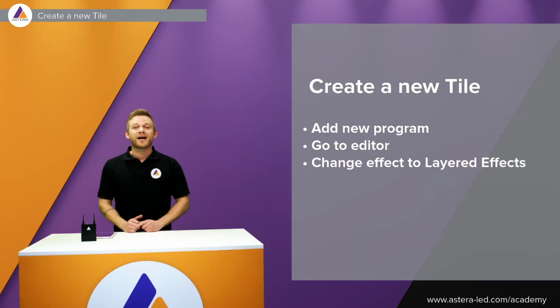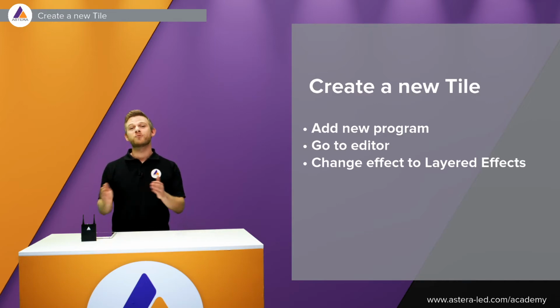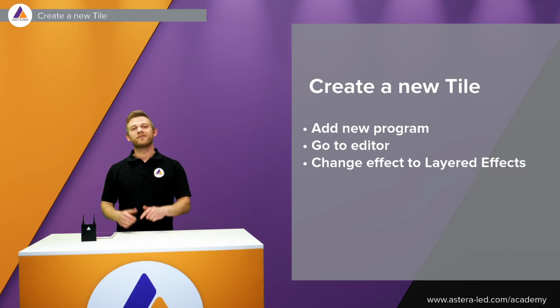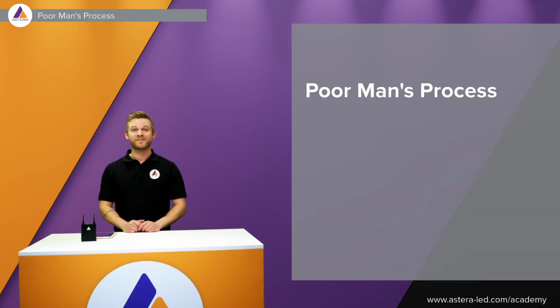So the first thing we have to do is simply add a new program. Go to the editor and find the layered effects, and then we can simply choose the effects we want and edit them from the effect parameters or the layer geometry. So after we have created our first program with the layered effects, we can start with our first effect, the poor man's process.